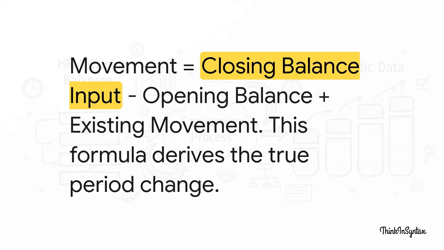The correct movement for the period is just the closing balance you loaded minus the period's opening balance. And that little bit at the end, that plus existing movement, that's just a smart safeguard. It makes sure that if the rule ever runs more than once, we don't accidentally double count the movement. It just makes the whole thing rock solid.